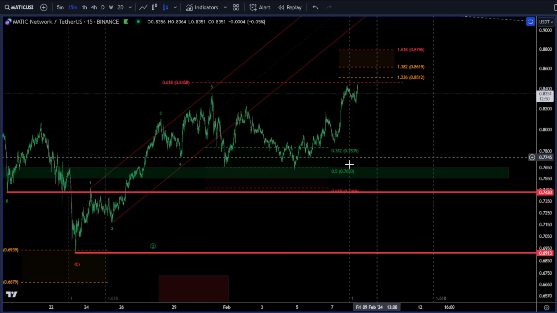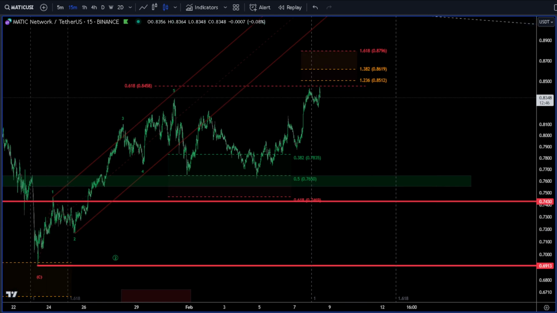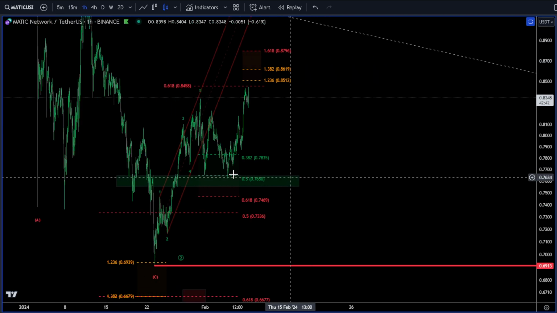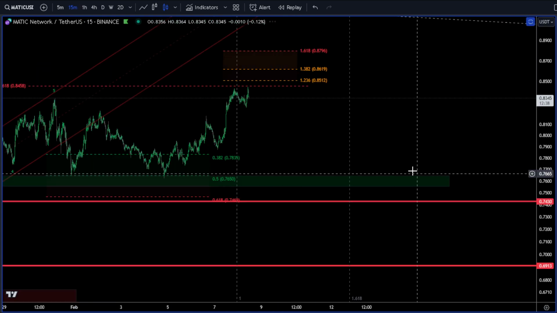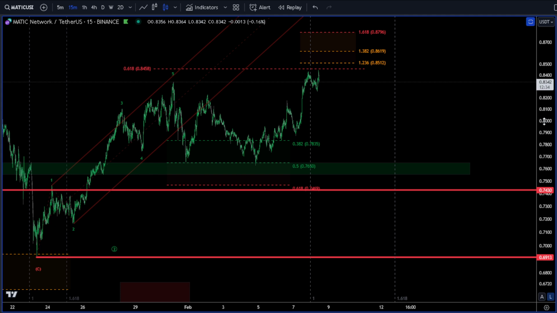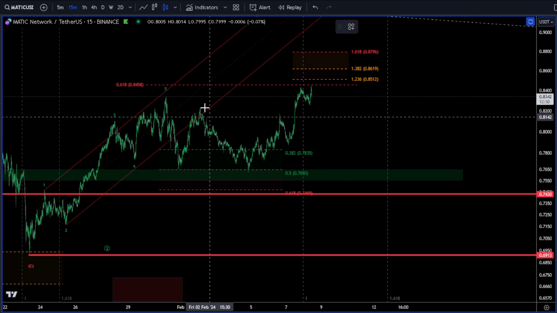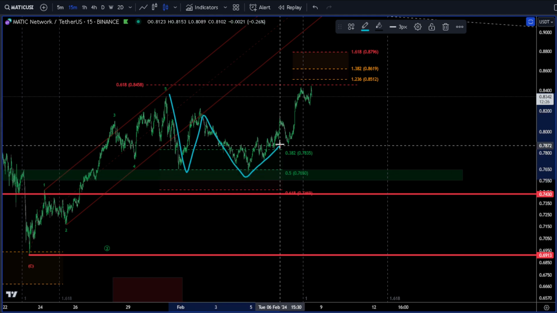Now I have several ideas on this one, but the important thing on both is that we should protect this order block in the 1 hour right here. We shouldn't drop below this low to keep this count intact. Now I have two separate counts on this, and just talking on our previous, we had a 3-wave here. This could be a complex correction as a WXY.